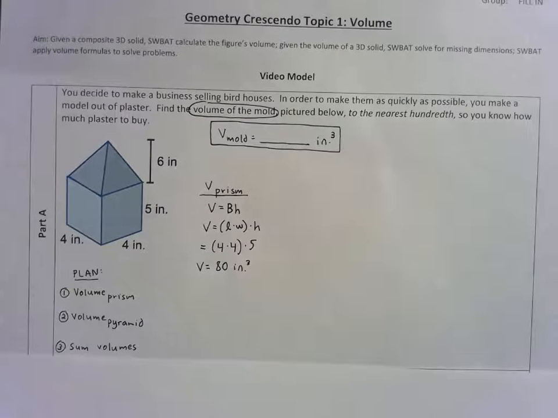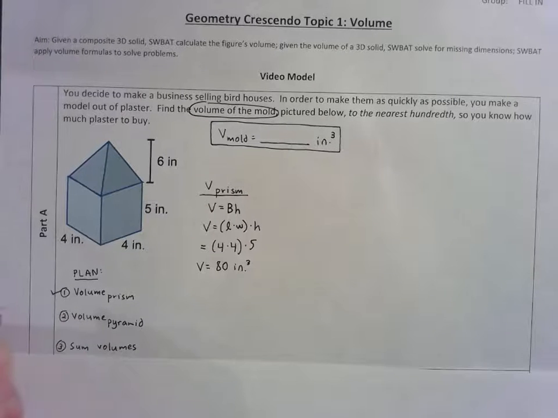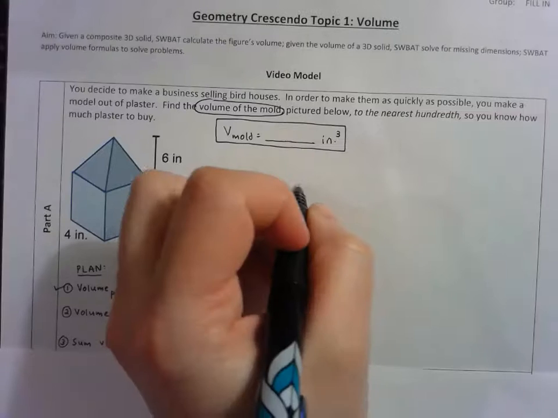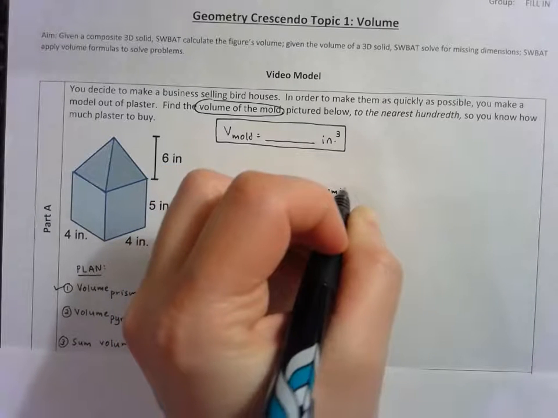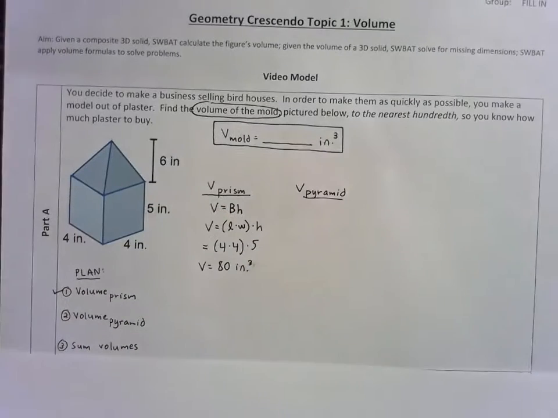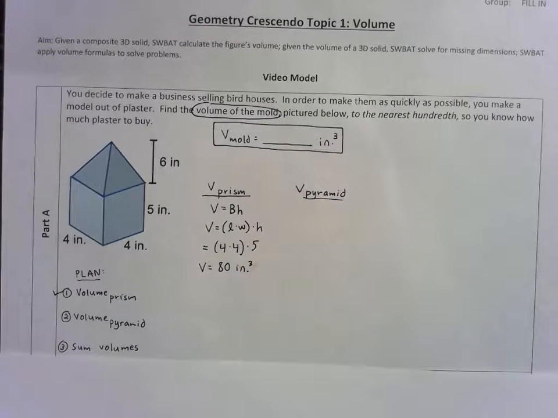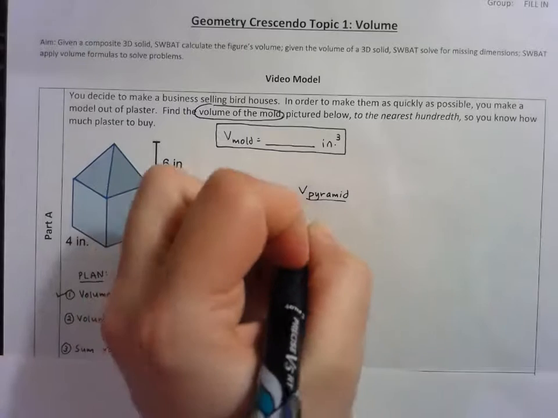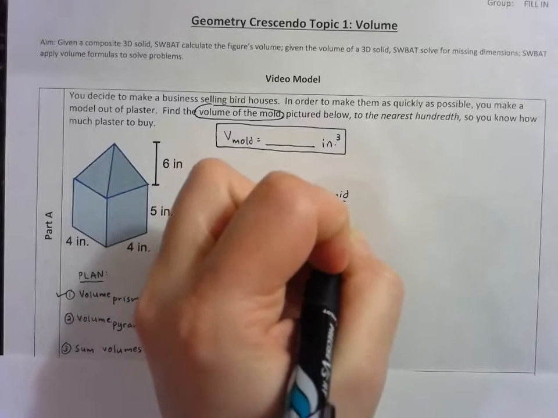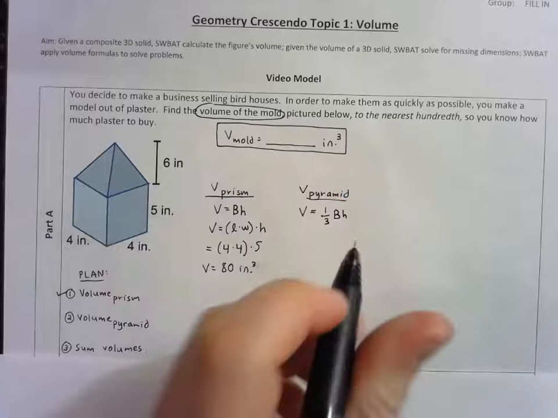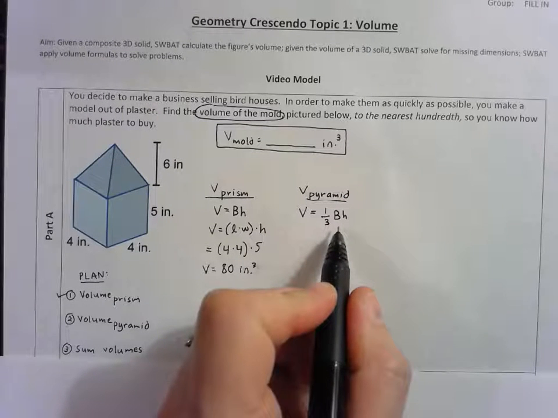That's the first part of my plan. I'm all done with that. In the second part of my plan, I need to find the volume of the pyramid. Again, using those headers to make sure my work is super clear. I can look at my formula sheet again and find that the volume of a pyramid is 1/3 BH, again, where B represents the area of the base.